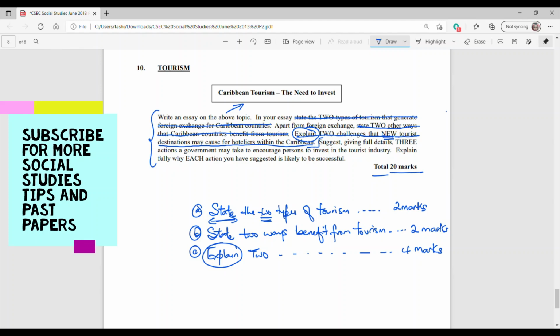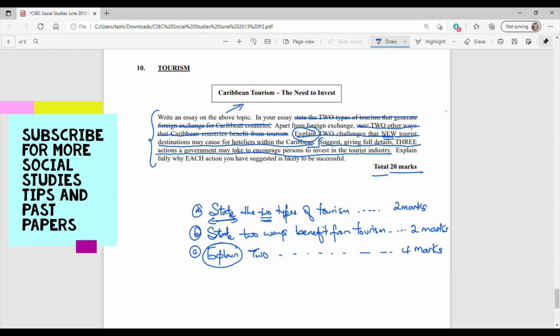That is how they are going to really assess your ability to apply the information that you have learned in class, and that is how they're going to assess your problem solving skills, etc. So, suggest giving full details, 3 actions a government may take to encourage persons to invest in the industry. So that is your next option there. Suggest giving full details, 3 actions a government may take to encourage persons to invest in the tourist industry.